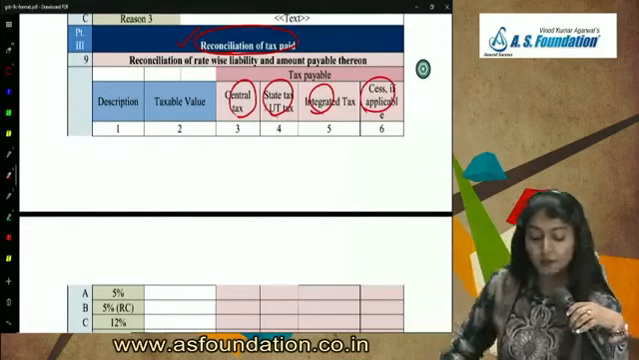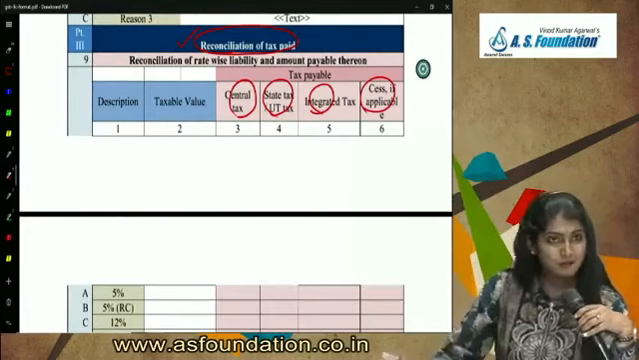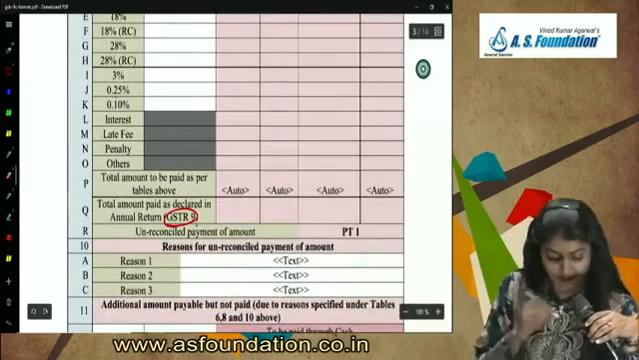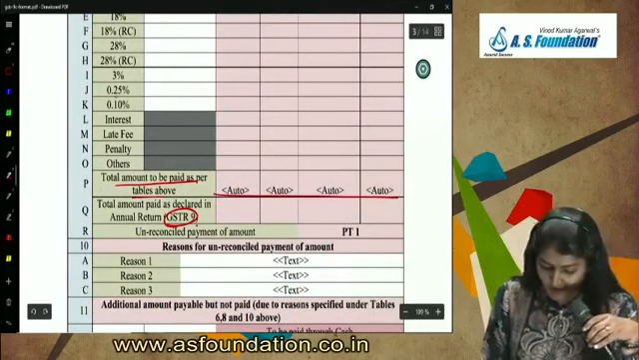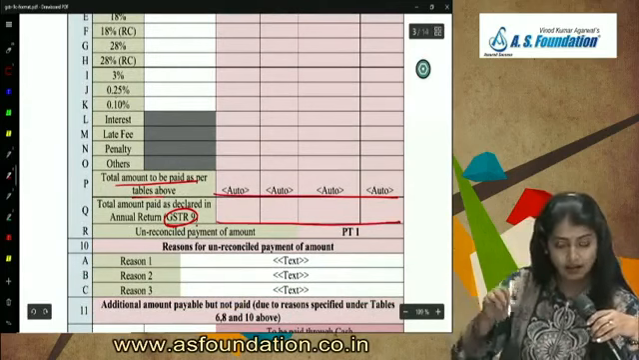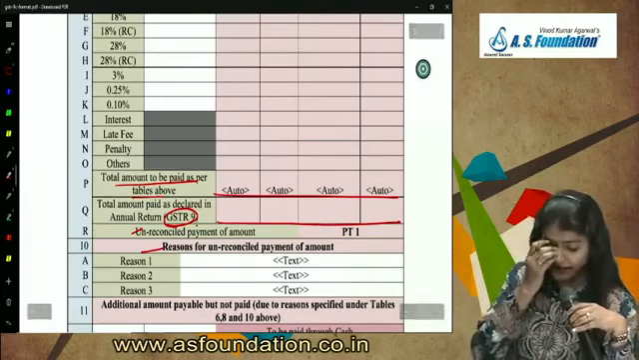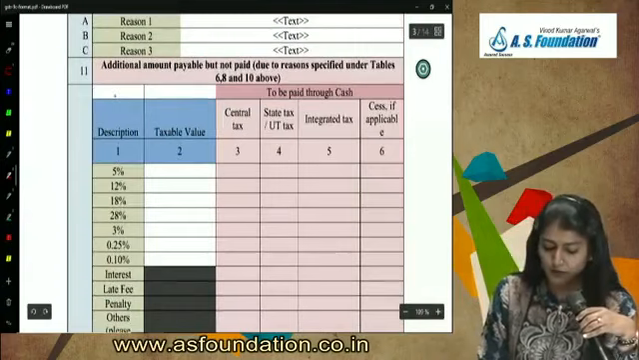Right, you will calculate what is the tax to be paid as per the taxable turnover which has been calculated above. Then tax paid as per GSTR9. So total amount to be paid as per above, and then tax paid as per GSTR9. And again the difference and the reasons, and the additional amount payable but not paid, now to be paid through cash.